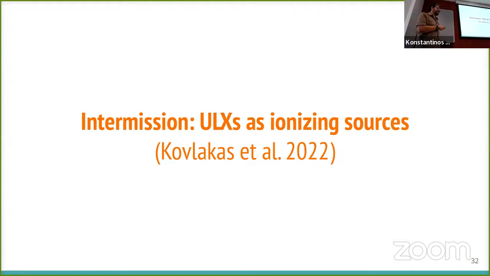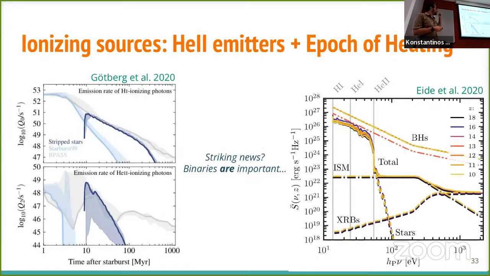Well, I still have 10. Okay, so as I mentioned before, ULXs might be important as ionizing sources and heating sources of the early universe. Here we have some plots showing normal stellar populations of galaxies, the emission rate of hydrogen-ionizing photons or helium-2 ionizing photons as a function of the time after starburst. So this tells you that the stellar population might ionize its interstellar medium, but it depends on the age as well.